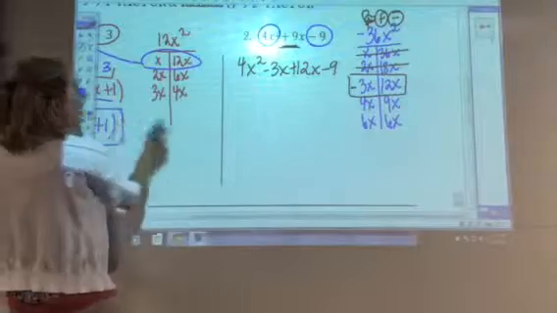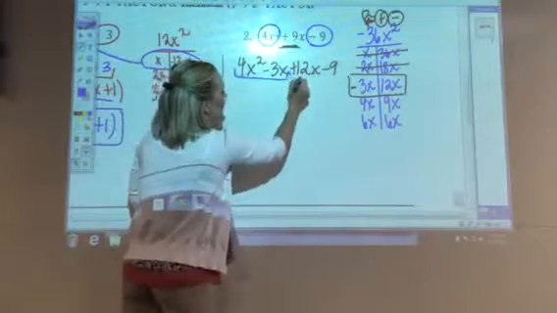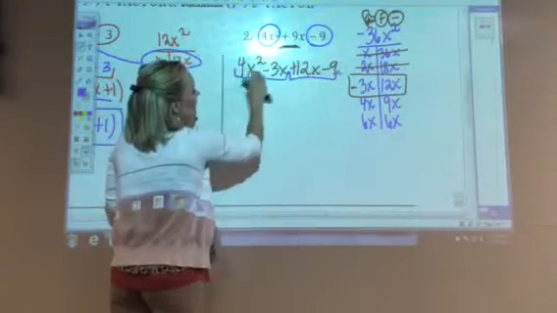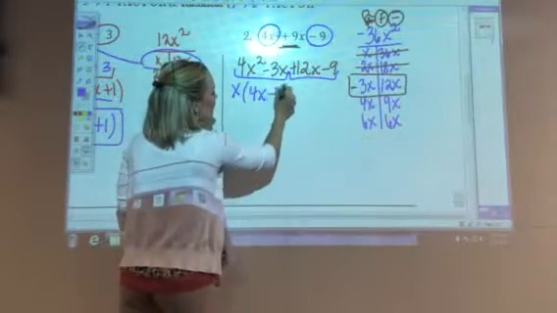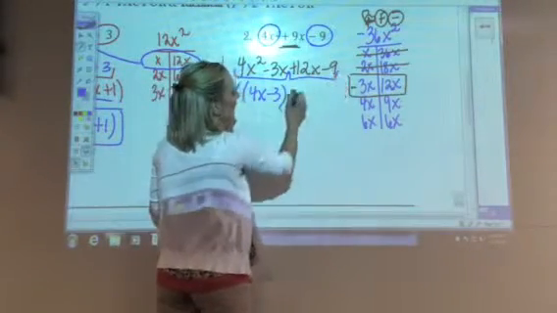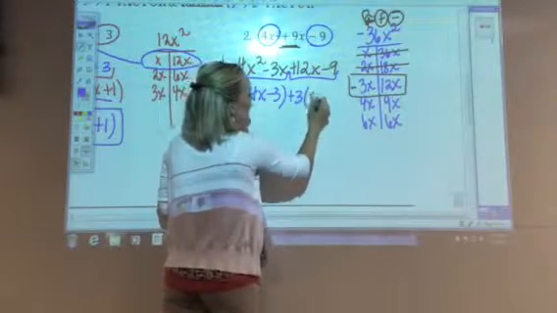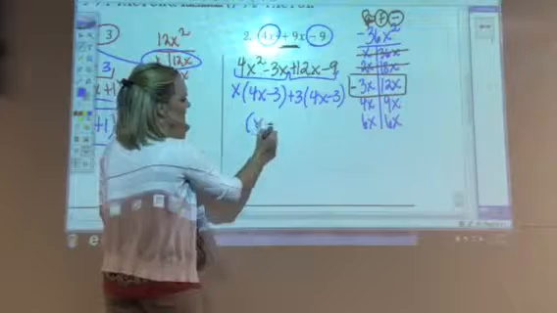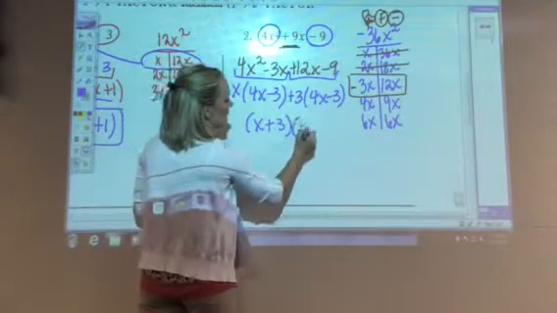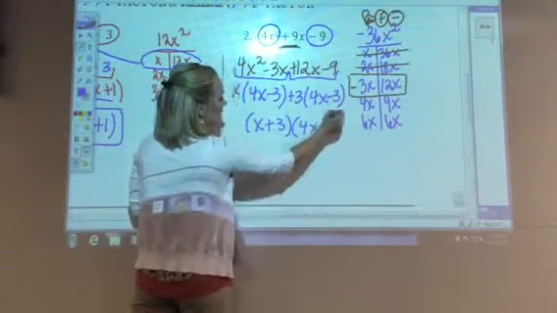From here, I factor out what I can in the first two. Right here, the only thing that they have in common is an x, so I'm left with 4x minus 3. On here, I can just take out a positive 3, and I'm left with 4x minus 3. So my last answer is going to be x plus 3 and 4x minus 3. And now I am done.